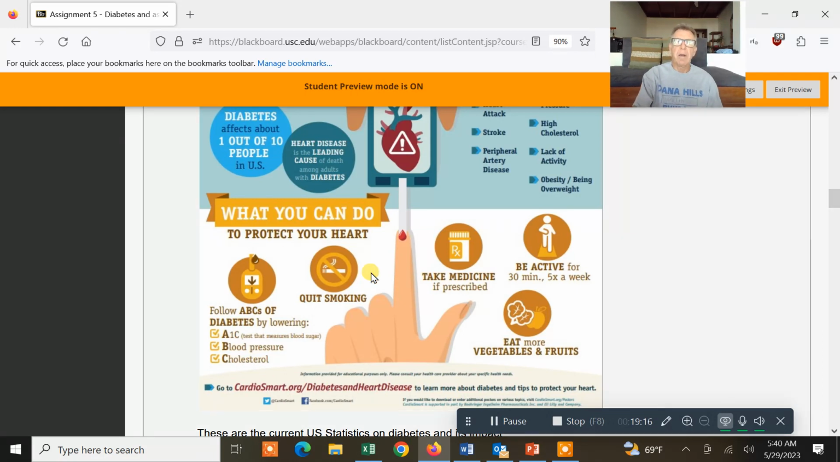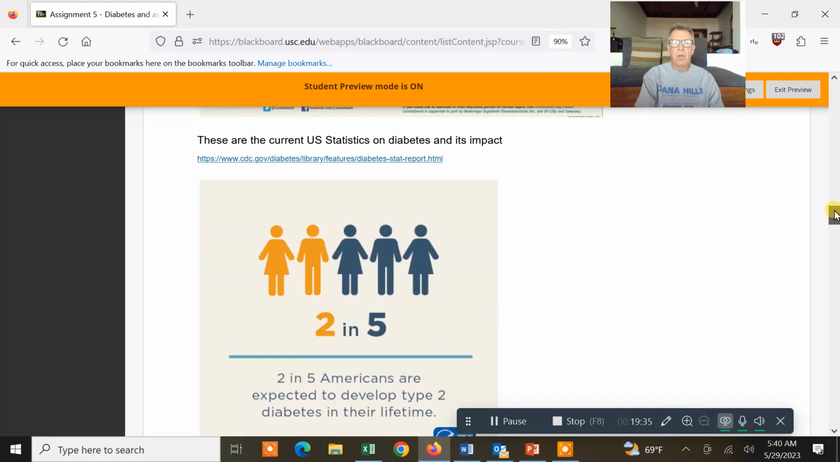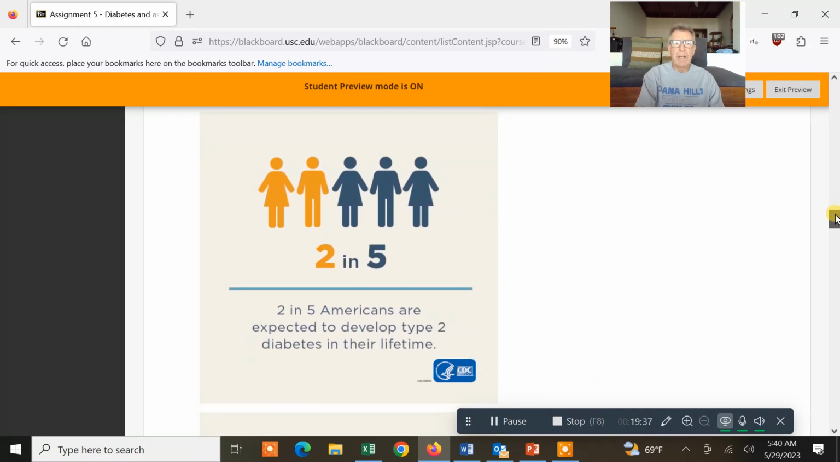ABCs of diabetes. Once you've been diagnosed, you check your blood glucose levels. This is hemoglobin A1C. This is one of those glycation products that I was talking about. Quit smoking, okay? Take medicine, be active, eat more veggies and fruit. These are things under your control, okay? Super important.